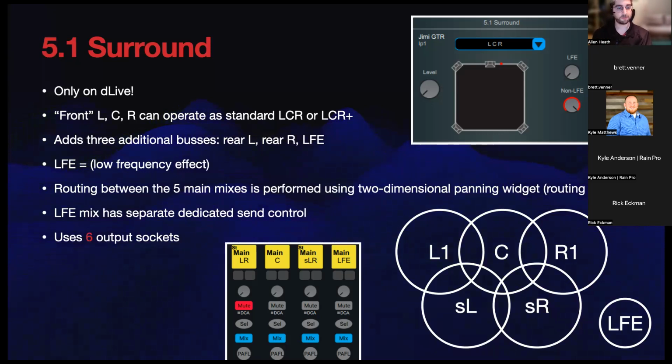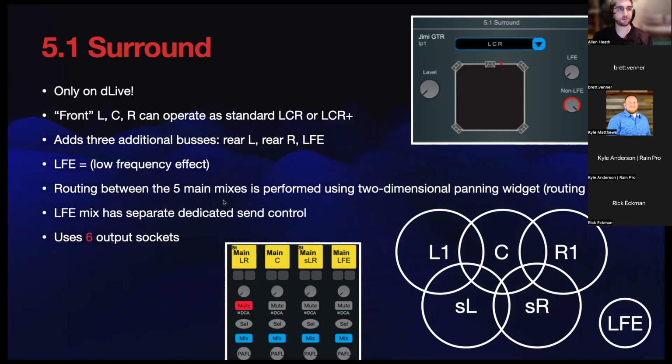So once you configure your mains in 5.1 mode, you'll see that there are additional channels available to you. You have obviously the left and right and the center. Then you have the surround left and right, which again can be together as a single stereo fader or as two separate faders. And then you have the LFE, which is basically feeding the sub. And the routing between these, once again like LCR, is determined through panning.